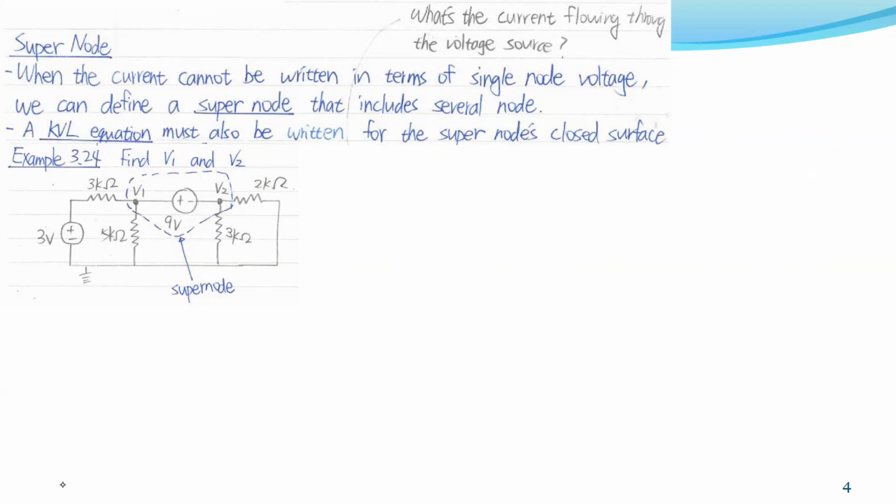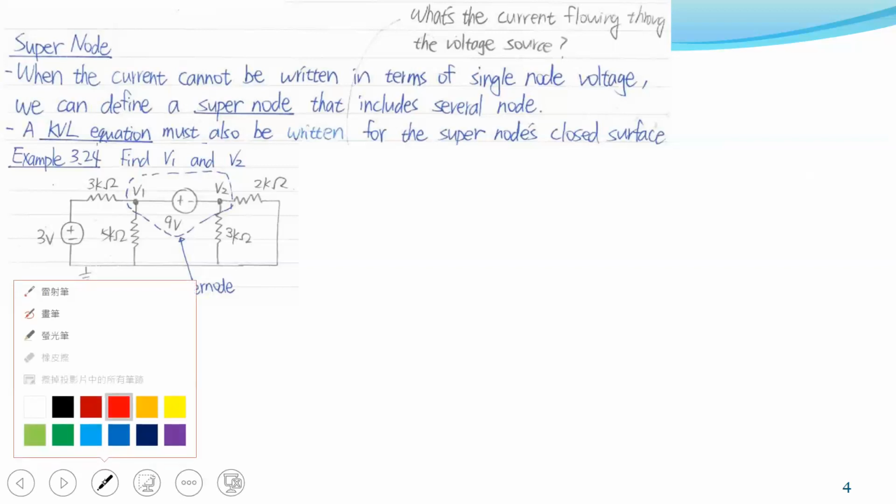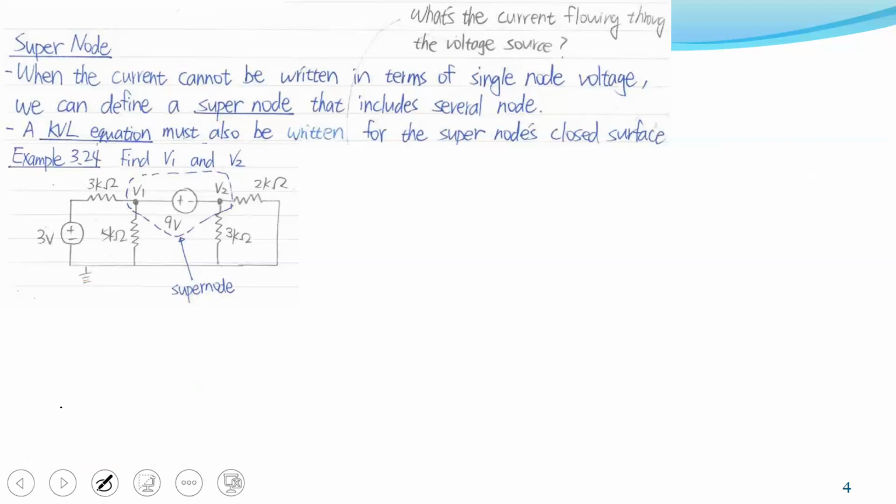So in this example, we need to find V1 and V2, and then we use nodal voltage analysis. So let me write it down. So by nodal voltage analysis.